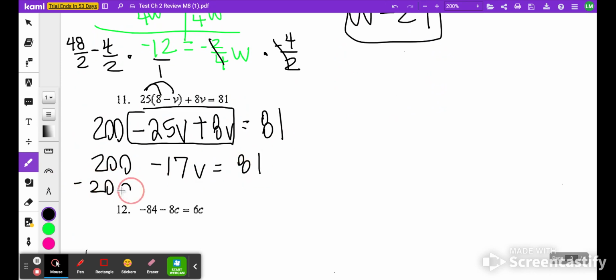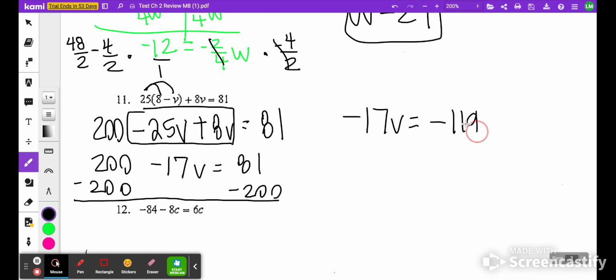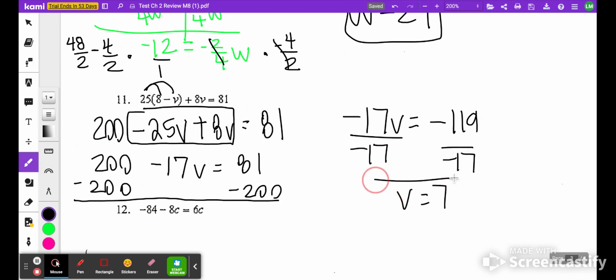Then I'm going to subtract 200 from both sides. Okay, this is where you'd want to use your calculator because you can't do 81 minus 200 by hand and still get the correct answer. So that is negative 119. So I'm going to move over here. Negative 17V is equal to negative 119. Then I'm going to divide both sides by negative 17. V is equal to 7.